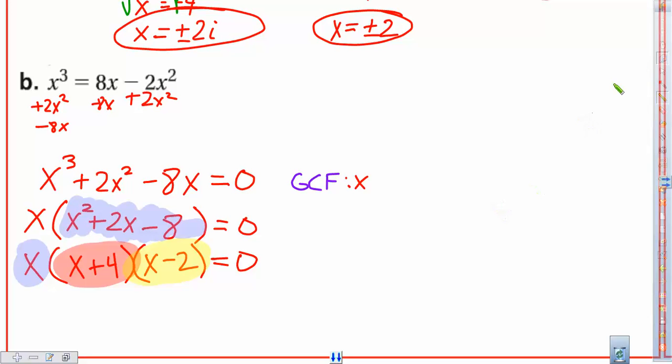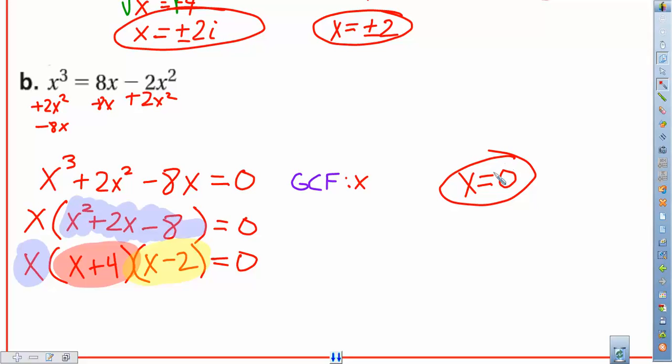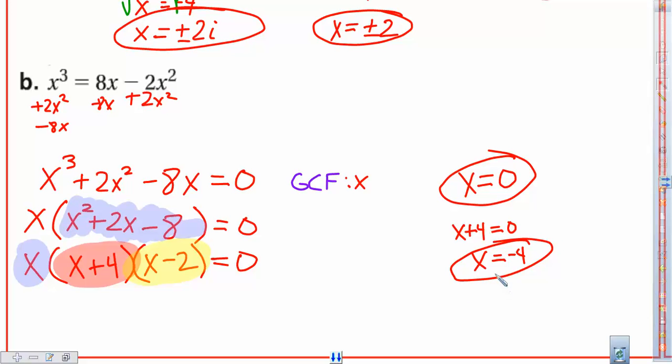Okay, three things multiplied together to give us 0. So doesn't that mean that x could be 0? That's the blue guy. Guess what? We're finished. Okay. Don't we also have the fact that x plus 4 could be equal to 0? Solve that one by subtracting 4 from both sides, and we've got our second answer. Okay, and then x minus 2 could be 0. Here's our third and final answer of 2.